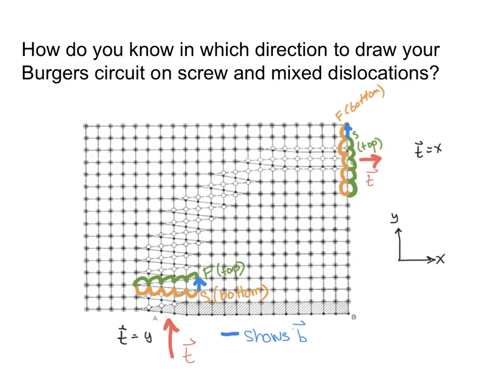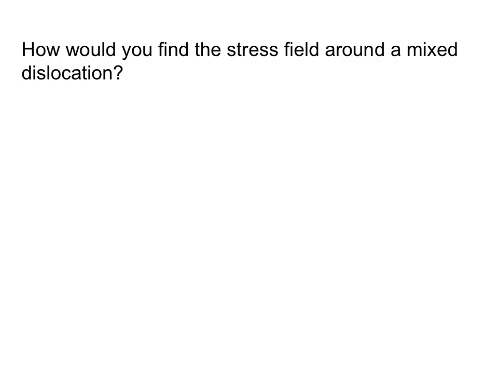Okay, next question. Our next question is, how would you find the stress field around a mixed dislocation? It's complicated. You'll essentially need to integrate ideas about the stress field around the edge dislocation and the stress field around the screw dislocation, and take into account that the character is actually both of those. So you are generating somewhat the stresses related to an edge dislocation and somewhat the stresses related to a screw dislocation. Thankfully, we're not going to get into that in MSE 312, but it is possible to do.